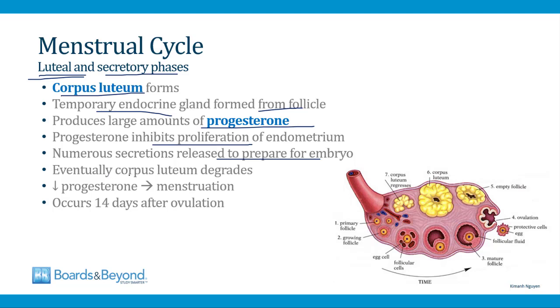If pregnancy does not occur, eventually the corpus luteum degrades and there's a fall in the progesterone level, and this is what triggers menstruation. And usually the timing from ovulation to menstruation, in other words, the timing of the second half of the menstrual cycle, is fairly standard at about 14 days for most women.